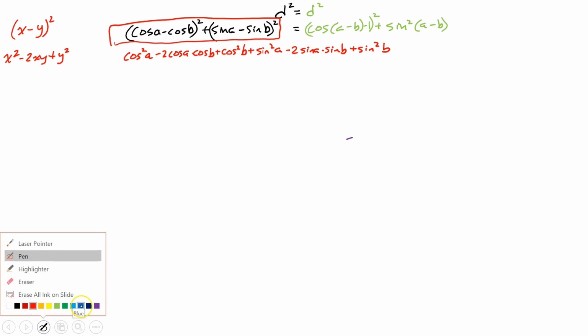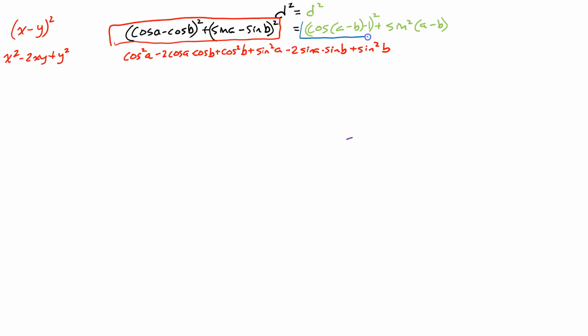Now, on to this. That's going to equal, well, I have cos of A minus B squared, so cos squared A minus B minus 2 cos A minus B plus 1. And then I have that plus sine squared A minus B at the end. A little shorter than the other side.